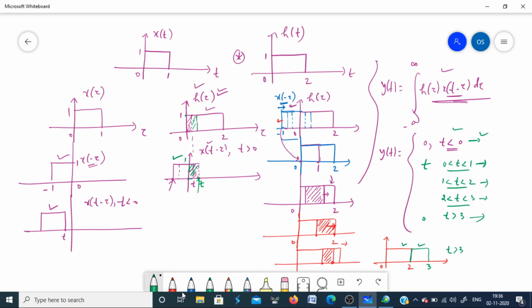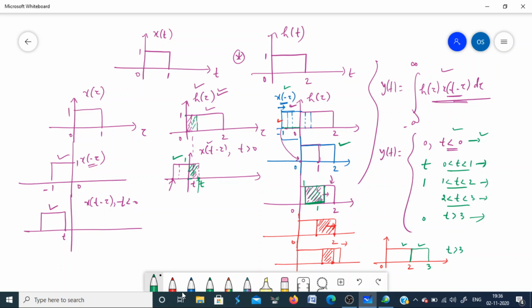Okay, now when you reach t equal to 1, you will get this situation, and for t equal to 1 to 2, this box will come inside the other box. This height is 1 and this width is also 1, because this is the width of x of minus tau, which is 1. It means this area is 1. Between 1 to 2, this area is unity.